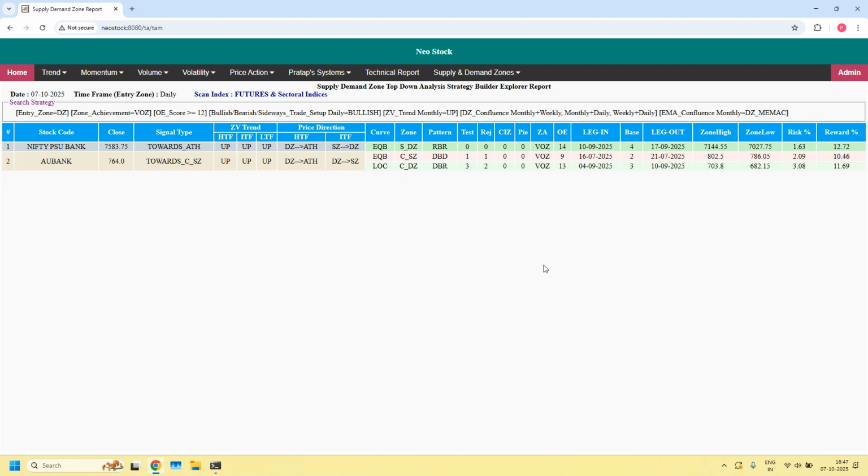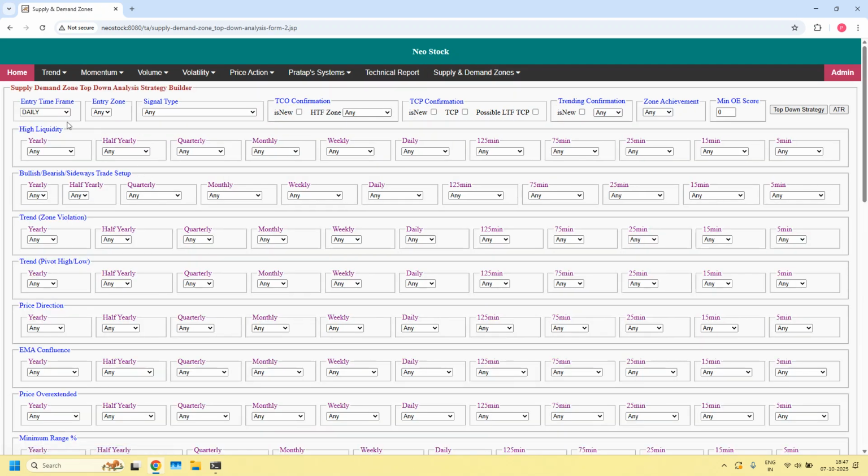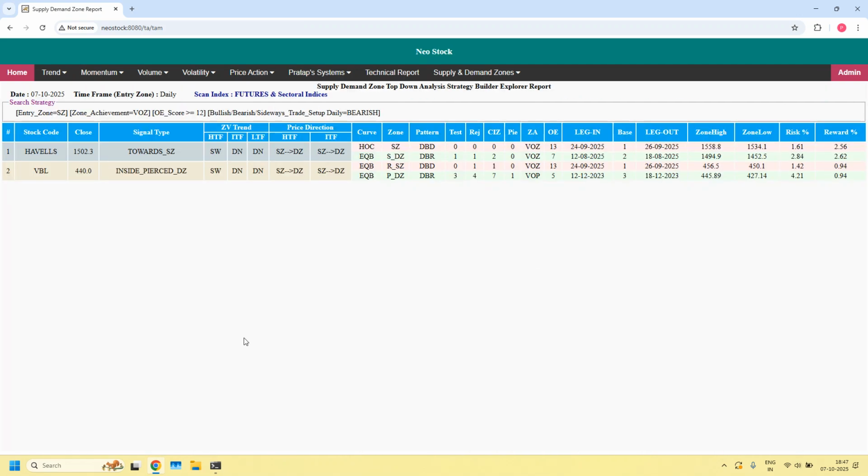And the next reports are bearish trade setup for monthly income trade, entry time frame daily, entry zone, supply zone. Daily I am selecting bearish zone achievement, VOZ, minimum order enhance score 12. Let's filter. We got 2 stocks supporting bearish trade setup for monthly income trade, entry time frame zones are daily supply zones. Let's verify high probability in these zones based on the 2 strategies.